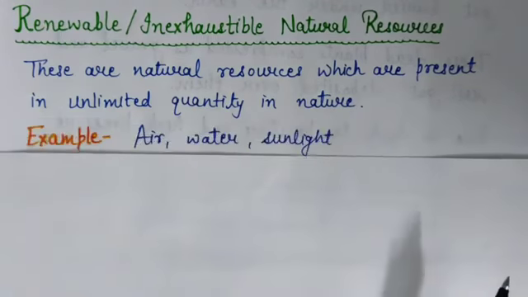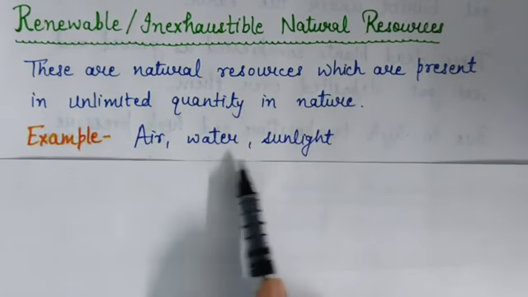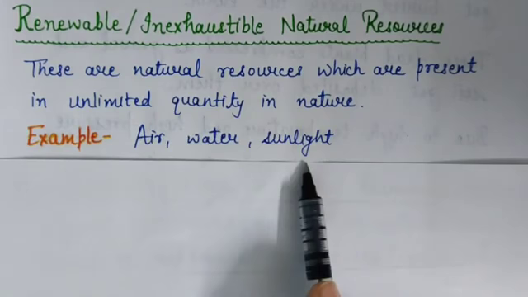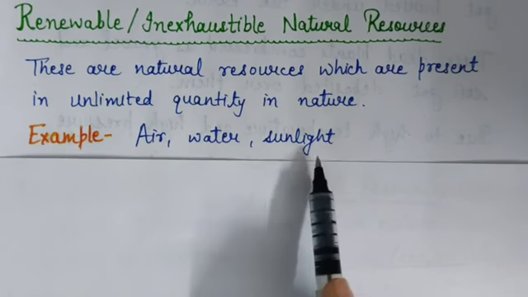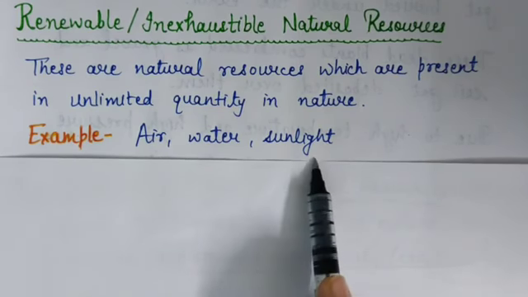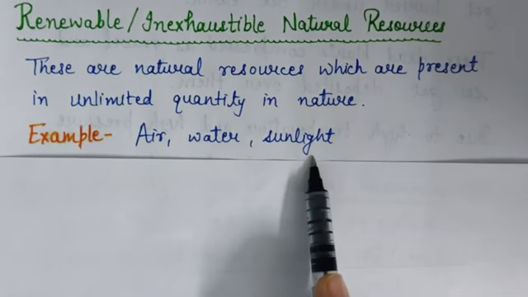For example, air, water and sunlight. As we know, air, water and sunlight are present in unlimited quantity in nature and they can also be restored. That's why air, water and sunlight are called renewable or inexhaustible natural resources.